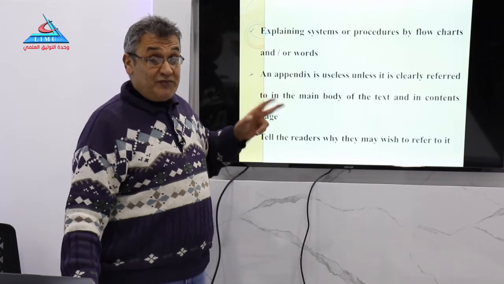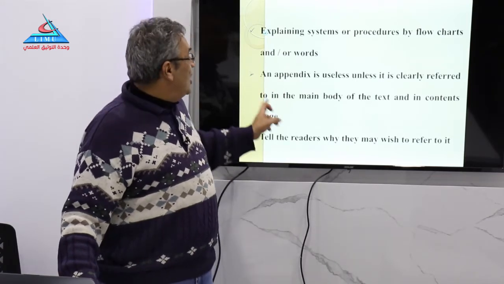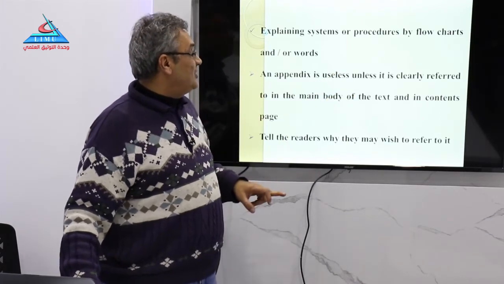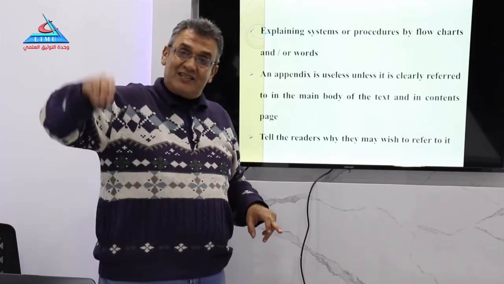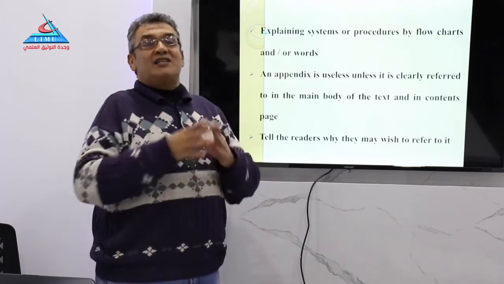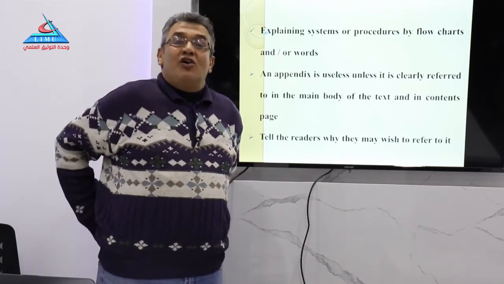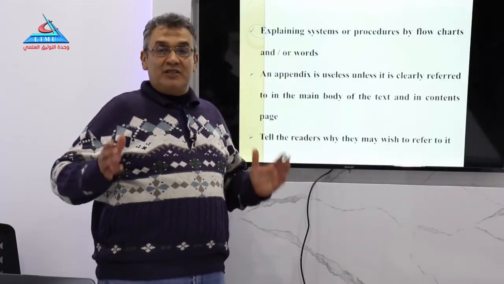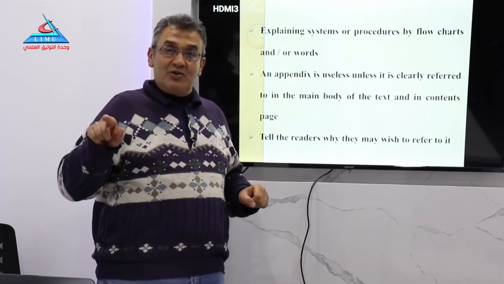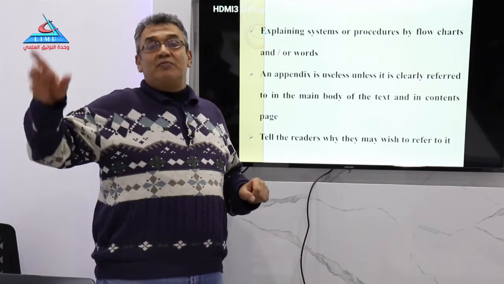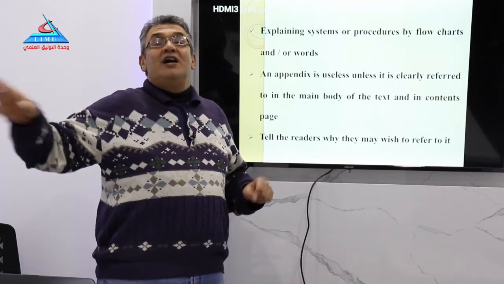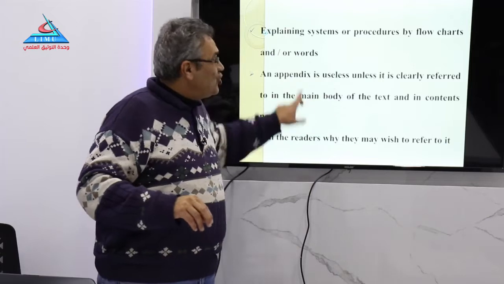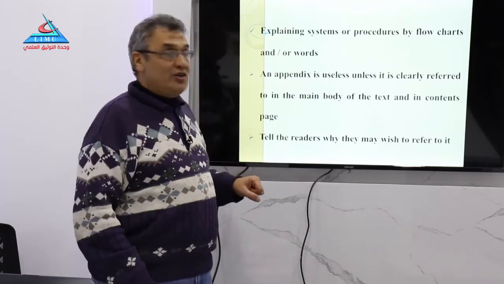The most important point in this section is that the appendix is useless unless it's clearly referred to in the main body of the text. If you don't mention in the text that you have an appendix, for example, I divided people into different groups of body mass index based on the WHO body mass index category table, then we must add in brackets: Appendix 1 shows, for example, the body mass index WHO categories. We need to insert within the text an indication about the appendix that we are going to apply.